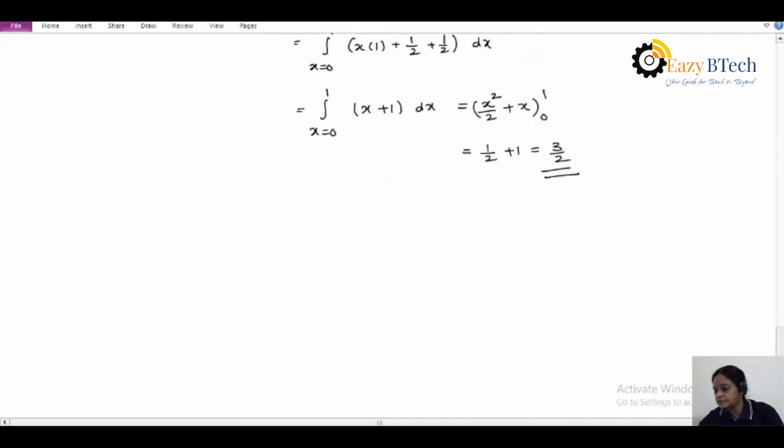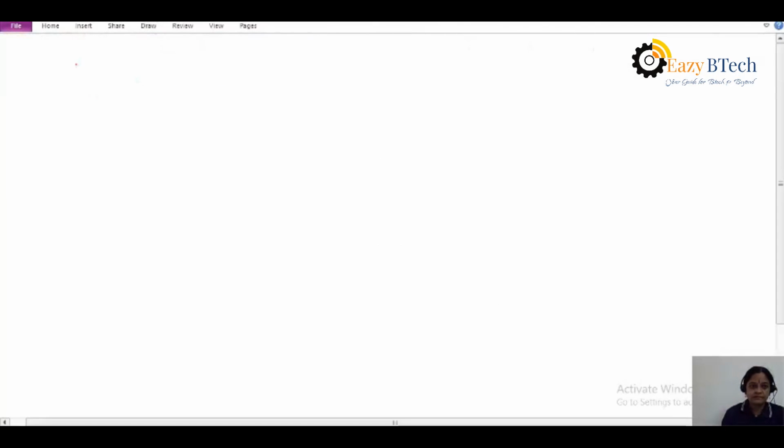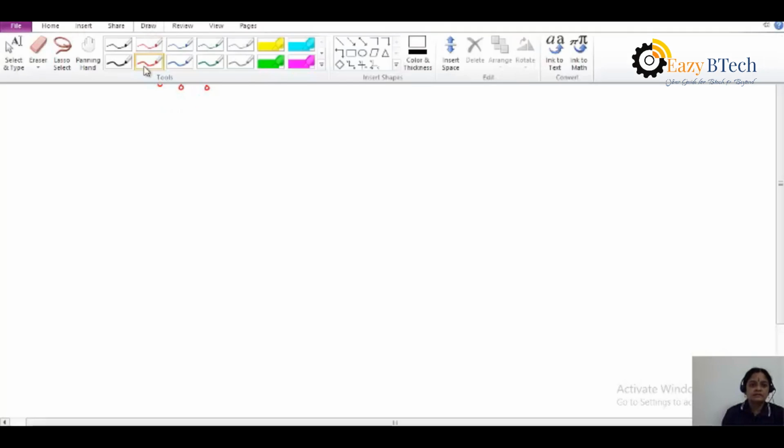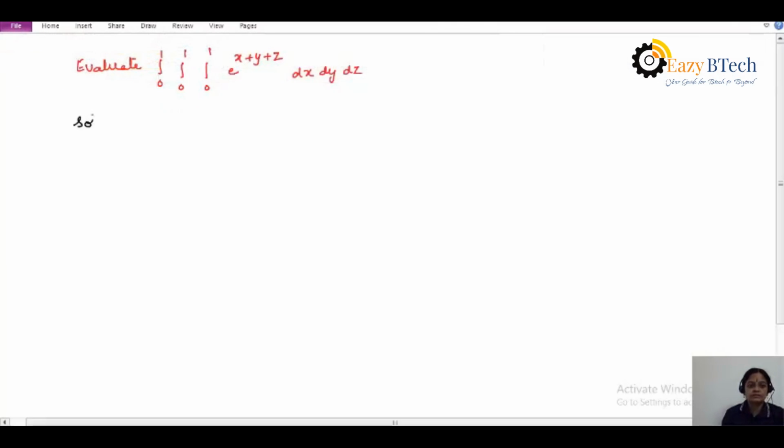The next problem: evaluate integral 0 to 1, integral 0 to 1 and integral 0 to 1 of e power x plus y plus z dx dy dz. Okay, so here the three variable limits are constants only. Then we may do the integration with respect to z at first, or y or x here.